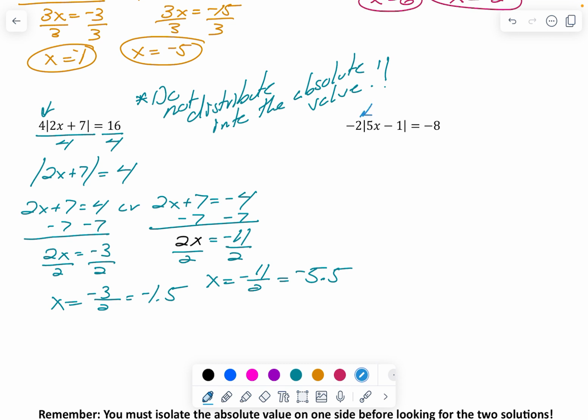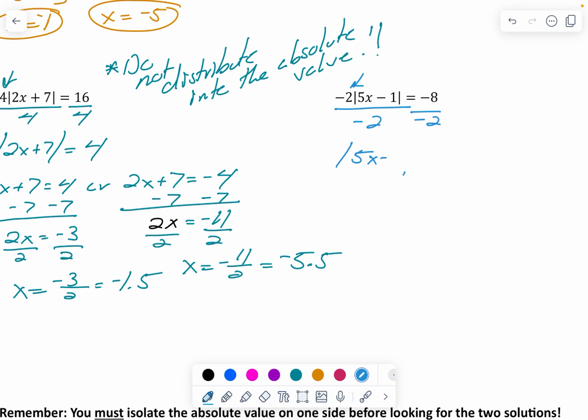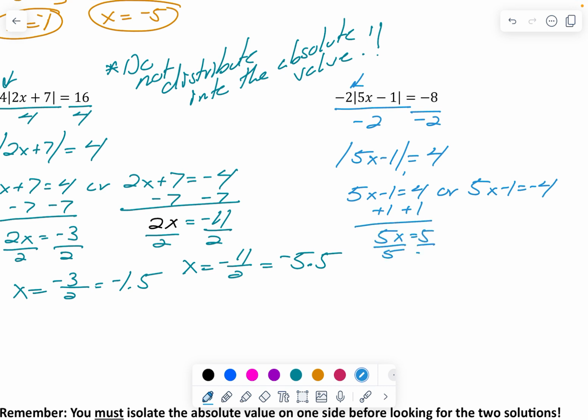All right, last problem here. Same thing, we got to get rid of that negative 2. So we're going to divide both sides by negative 2. And when we do that, we have our absolute value by itself on one side. And notice it now equals positive 4, so that's fine. Now we can write our two equations. Negative 4, solving each side. We get x equals 1, solving each side here. We get 5x equals negative 3, dividing both by 5. X equals negative 3/5.